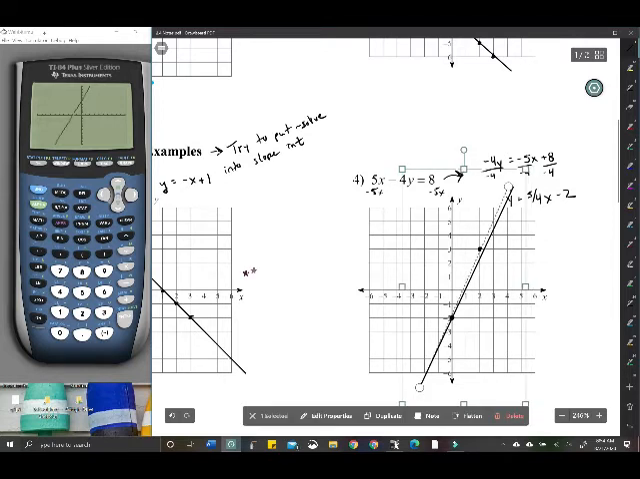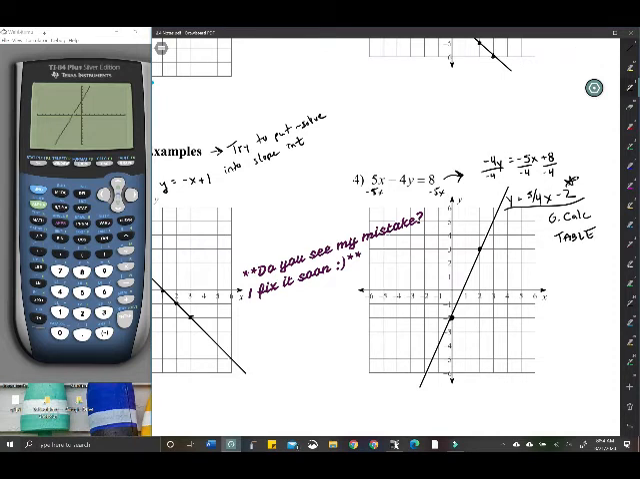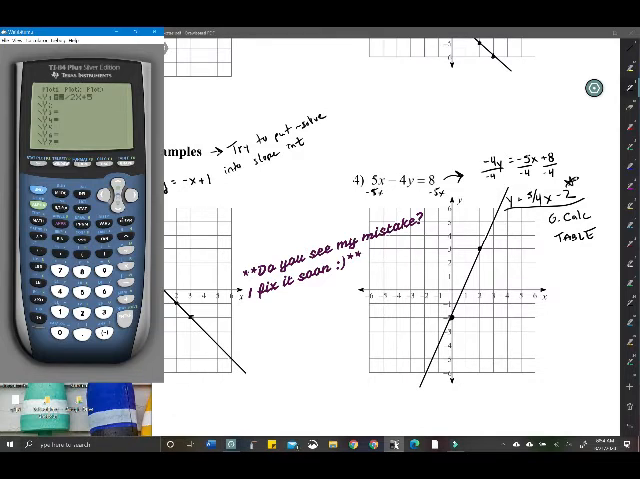Now, another way to graph these is, once you solve for y, use the graphing calculator table, gcalc table. How you do that is in your graphing calculator, please type in the 5/4 x minus 2.